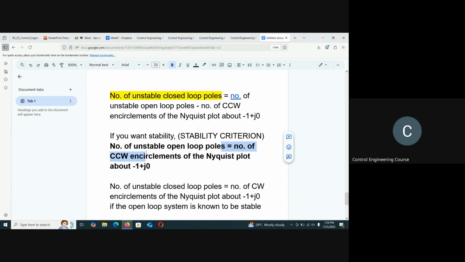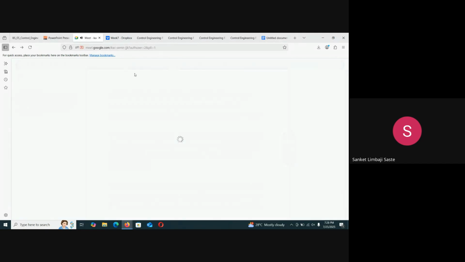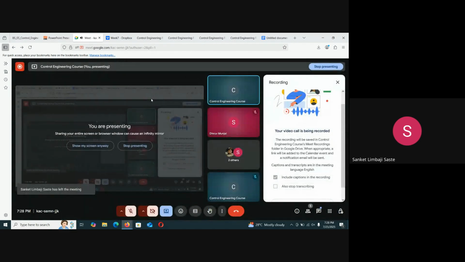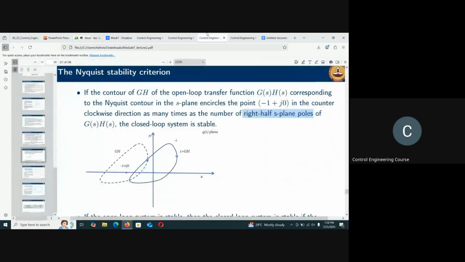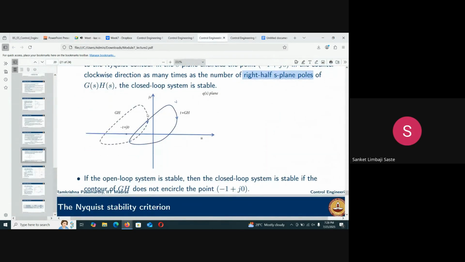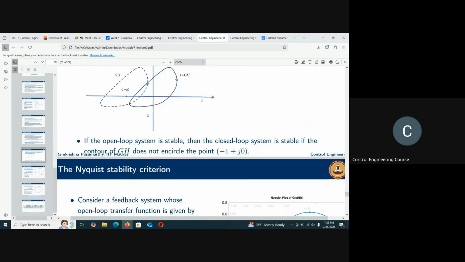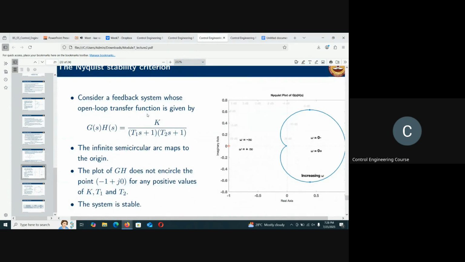Okay, shall we start again? Sanket? Others have gone. How many are there now? Yes, sir. Any questions so far? Sir, can you take an example? Yeah, that I will do.